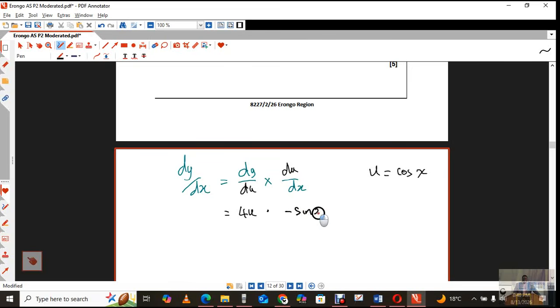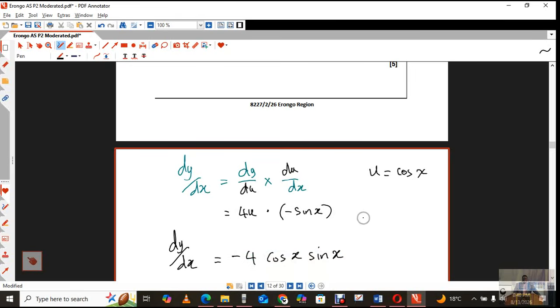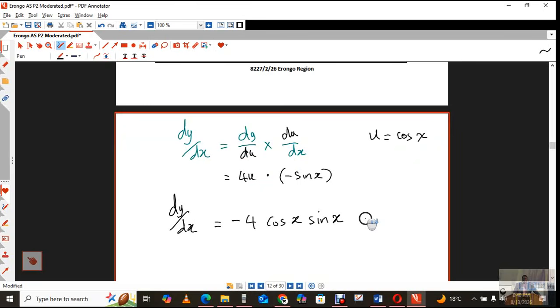minus sine x. This is multiplication. Right, so at the end of the day, dy/dx is equal to negative times that, which is negative 4 u, and u is cos x, so negative 4 cos x sine x. Okay, I hope I have done justice to that. Just remove that stuff. Okay, so this is my first part. I'm just going to combine them later.